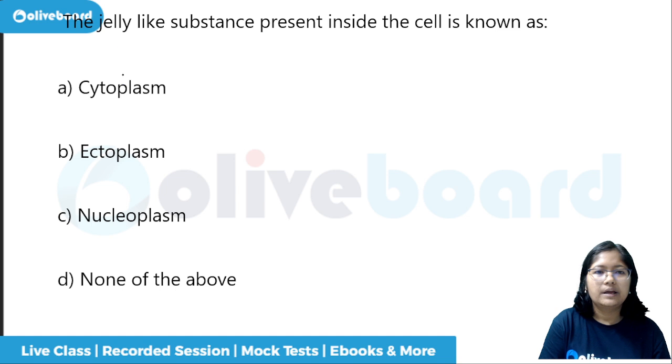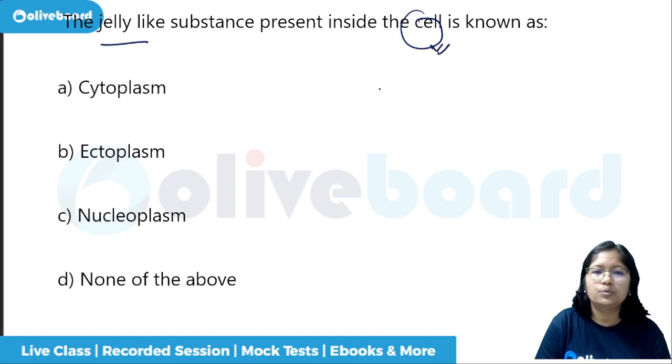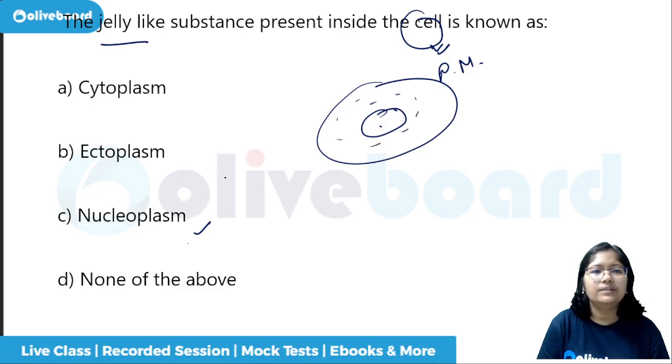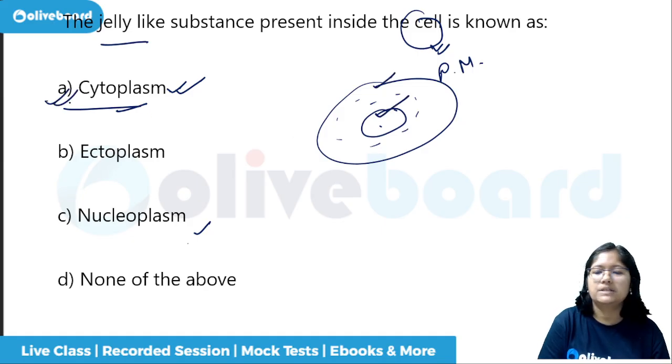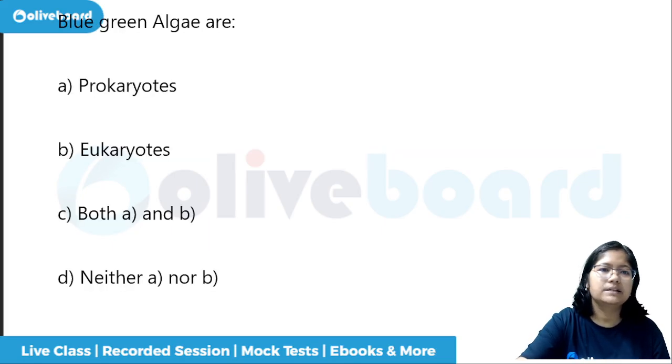The jelly-like substance present inside the cell is known as. So if there is a cell, we have the plasma membrane, we have the nucleus, and inside the nucleus we have the nucleoplasm, and inside this cell overall, what can we take? We can take cytoplasm. So between plasma membrane and nucleus, we have the cytoplasm. So option number A is correct.